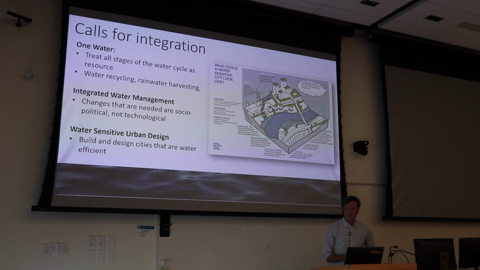In civil engineering and a lot of public utilities, it's called integrated water resource management, and they really stress that the changes are socio-political. We need to figure out how these agencies should better work together. It's not technological advances that we need. And then in Australia, it's called water-sensitive urban design, where we try to build and design cities that are more water efficient. So my research seeks to build upon these existing calls and support them.